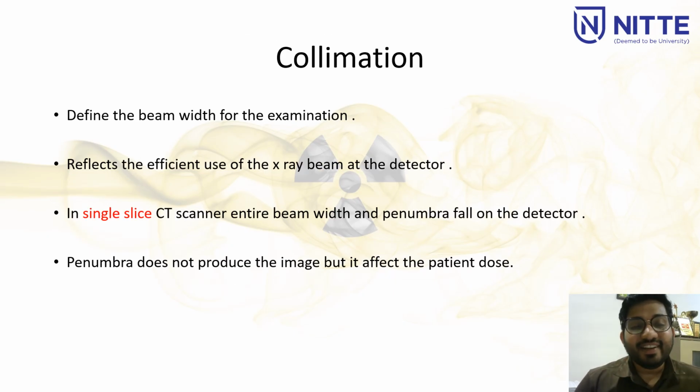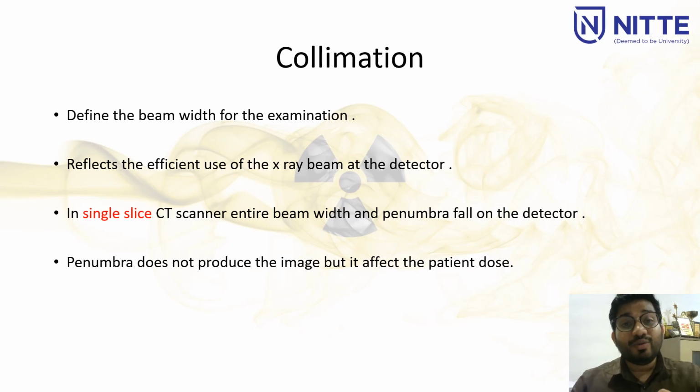Collimation has a significant role in dose reduction, which defines the beam width for the examination, how much beam is required. It reflects the efficient use of the X-ray beam at the detector. In a single slice CT scanner, the entire beam width and penumbra fall on that single detector. As we know, the penumbra does not produce the image, but it affects the patient dose.